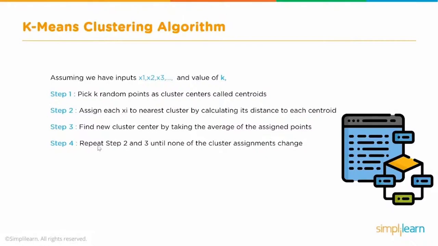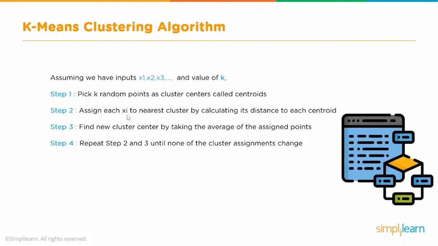So this is what we are doing as a part of step 4. We repeat step 2 and 3. So we again calculate the distance of x1 from the centroid C1, C2, C3, and then see which is the lowest value and assign x1 to that. Calculate the distance of x2 from C1, C2, C3 or whatever up to CK and find whichever is the lowest distance and assign x2 to that centroid, and so on.